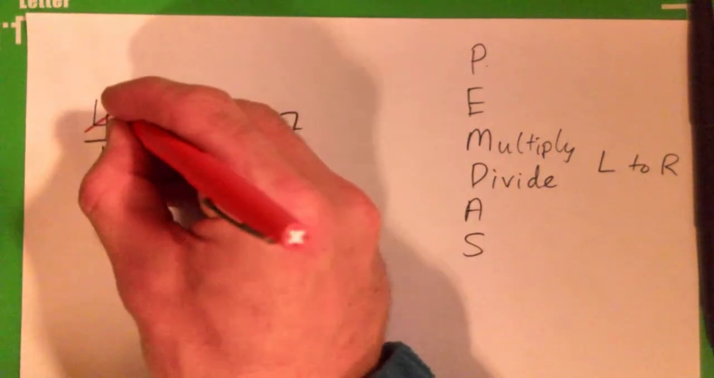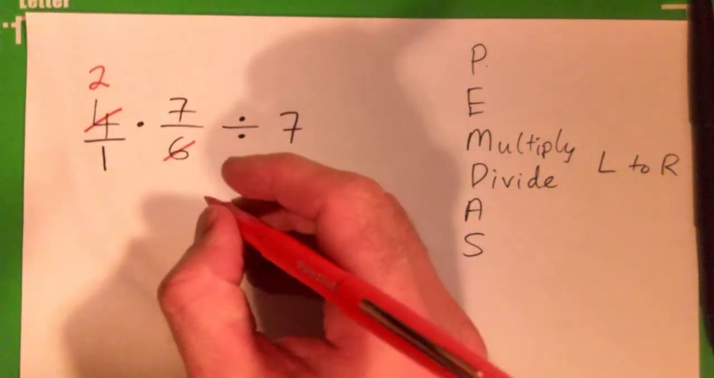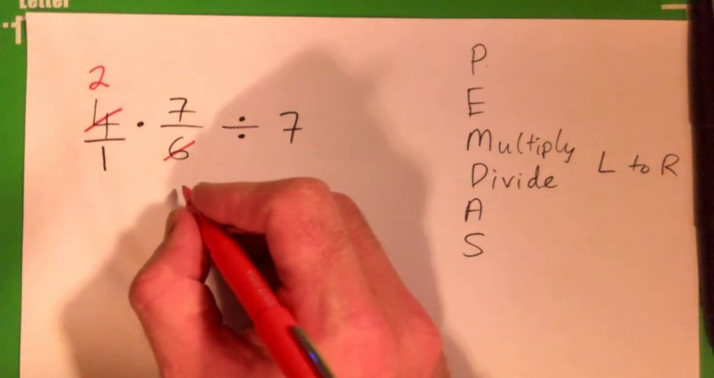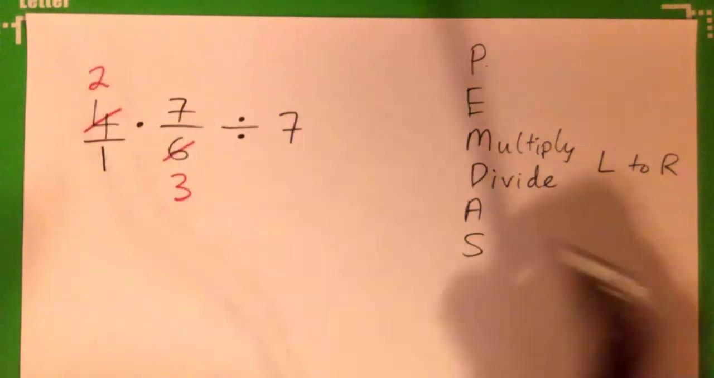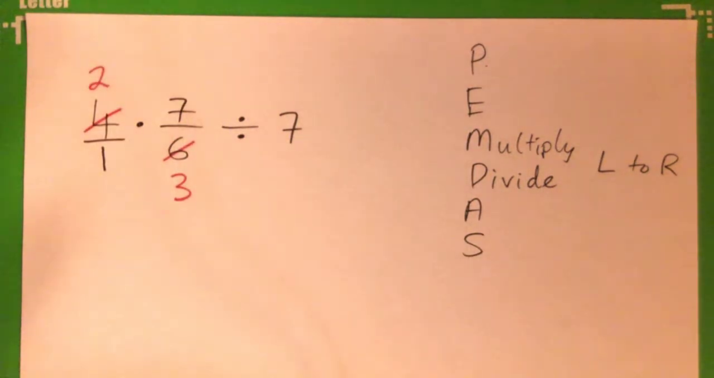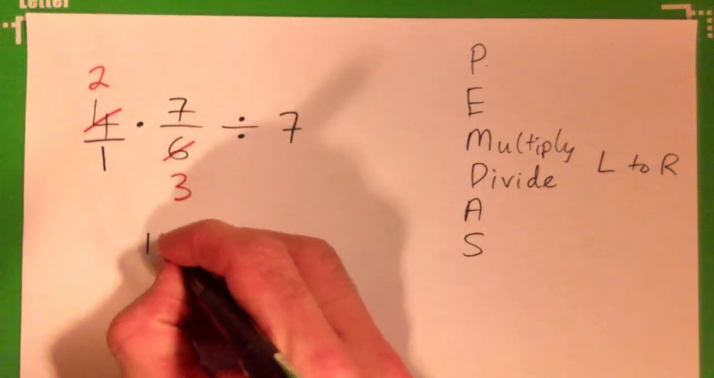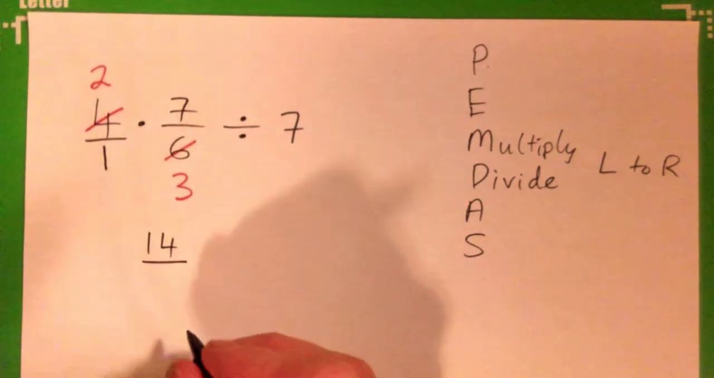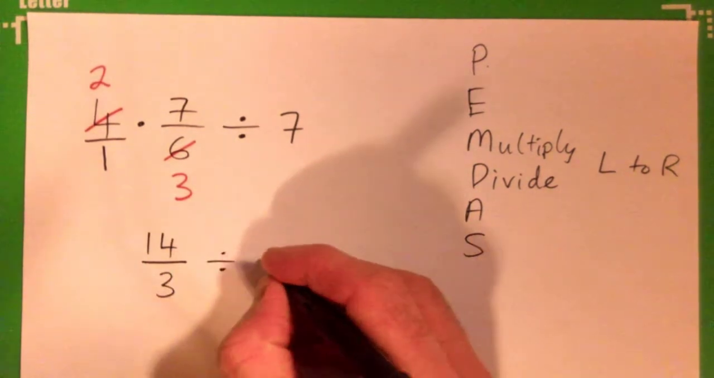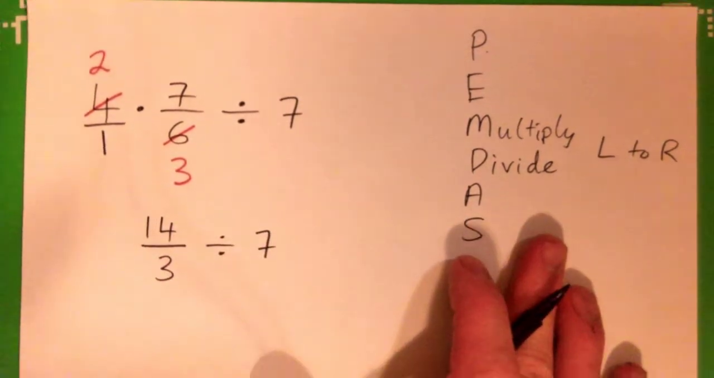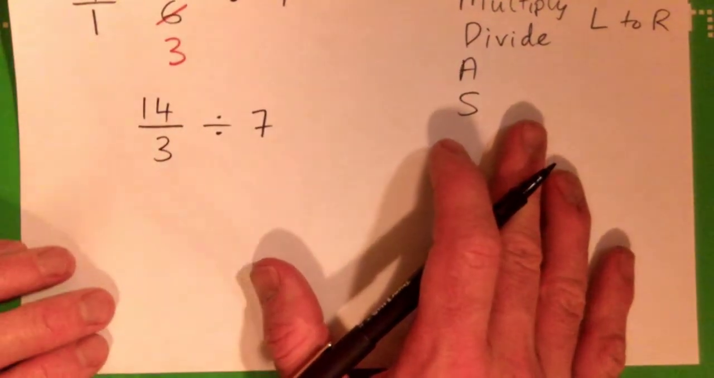You can cross cancel. 2 into 4 goes twice. 2 into 6 goes 3 times. Right. So can anything else cross cancel with the top and bottom? No. Okay. So we get 2 times 7, 14, over 1 times 3, 3, divided by 7, right? Okay, cool. So this is one way. There's actually another way of doing this, and I'll go over that afterwards.